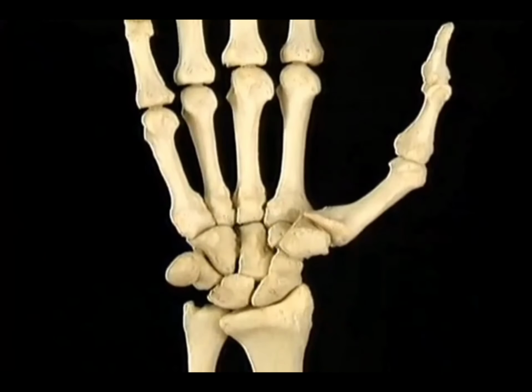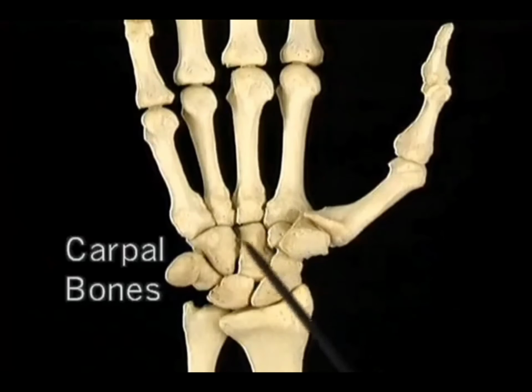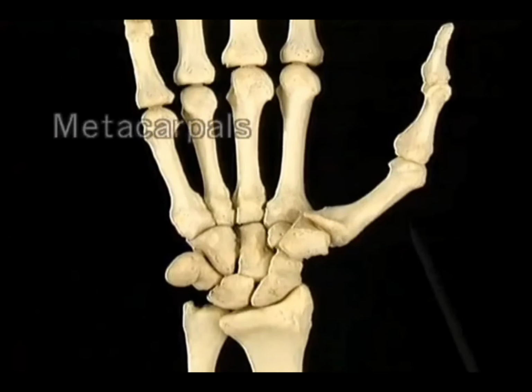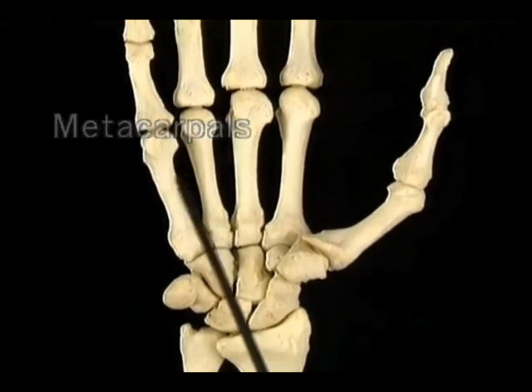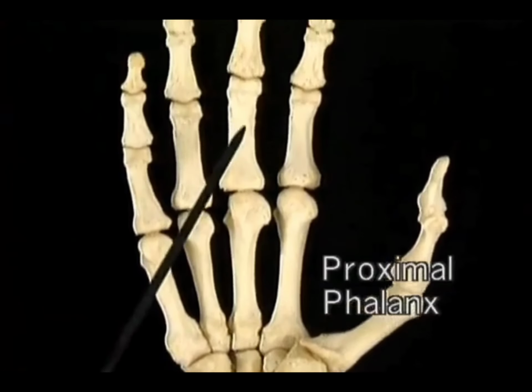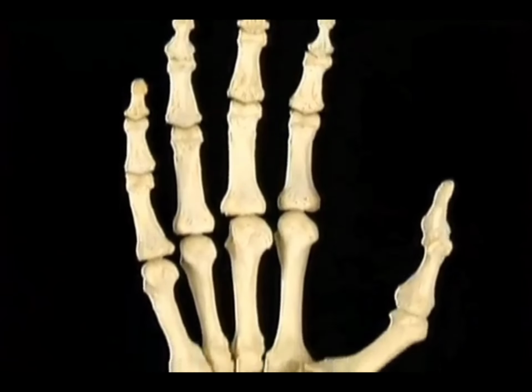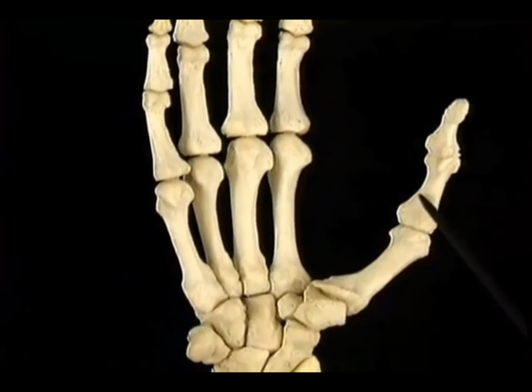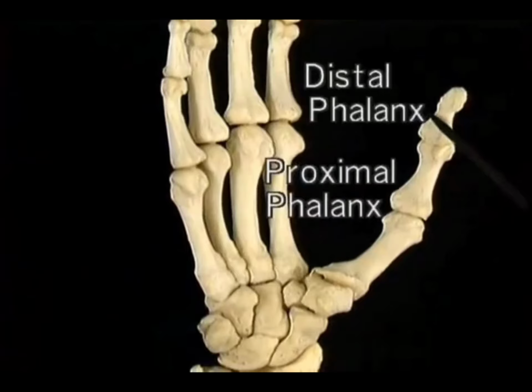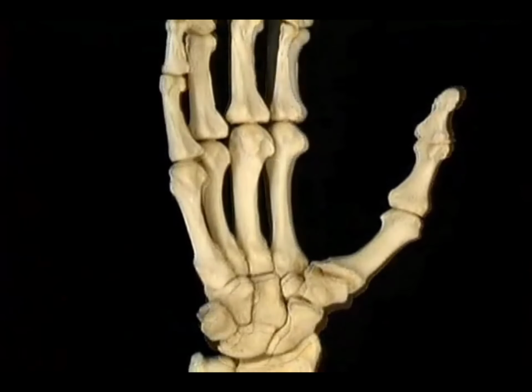To begin looking at the bones and joints of the hand, let's see what they're called. Here are the 8 carpal bones, and here are the 5 metacarpals. Each finger has a proximal phalanx, a middle phalanx, and a distal phalanx. The thumb just has 2 phalanges, a proximal phalanx and a distal phalanx.